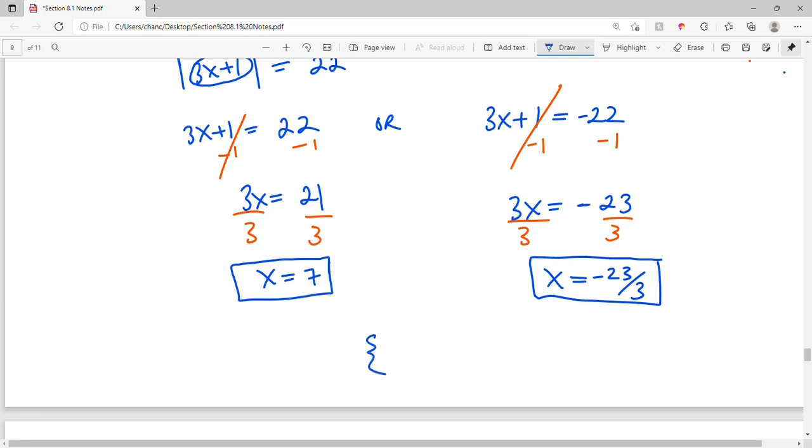So we could write our solution in a set of curly brackets again. Typically I put the lower number on the left and then the larger number on the right, but it doesn't really matter. The order doesn't count.